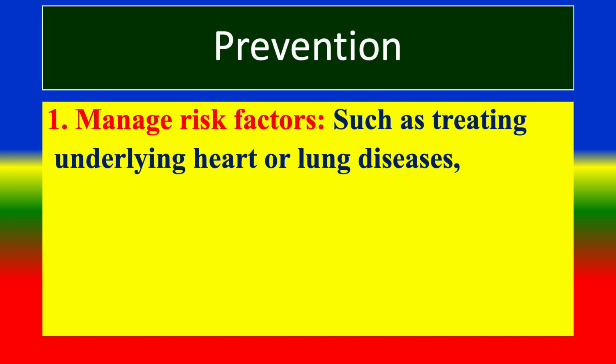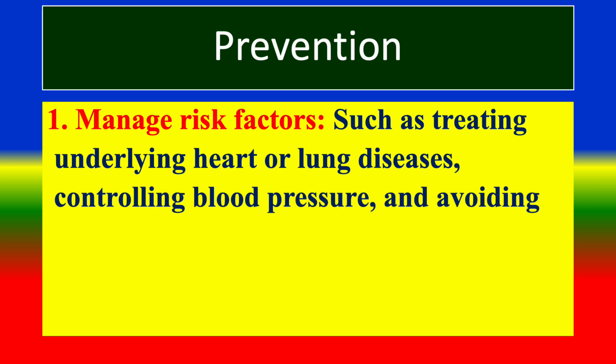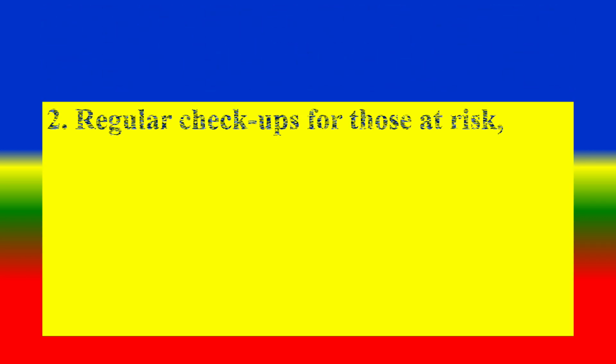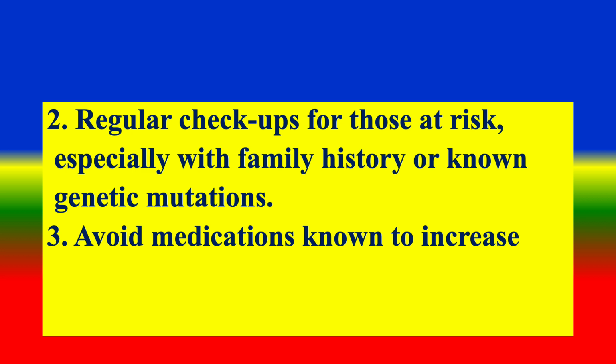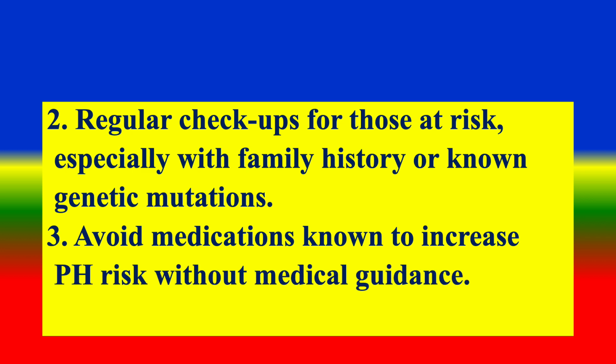Prevention. 1. Manage risk factors such as treating underlying heart or lung diseases, controlling blood pressure and avoiding smoking. 2. Regular checkups for those at risk, especially with family history or known genetic mutations. 3. Avoid medications known to increase PH risk without medical guidance.